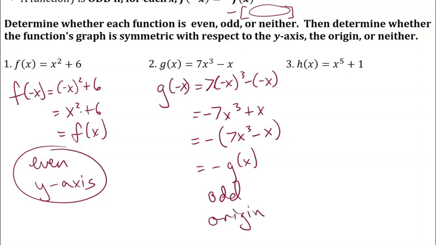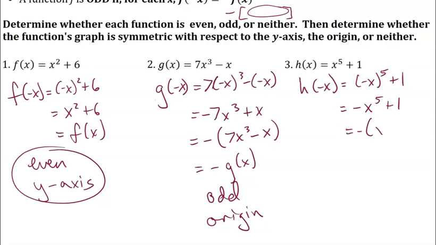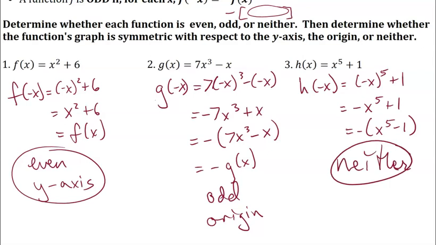Okay, and then last one here, again, plugging in negative x to the fifth plus 1, which is negative x to the fifth plus 1. If I factor out a negative 1, I have x to the fifth minus 1, which is not the opposite of or equal to the original function, so this one has neither. Ooh, there's an e in there.